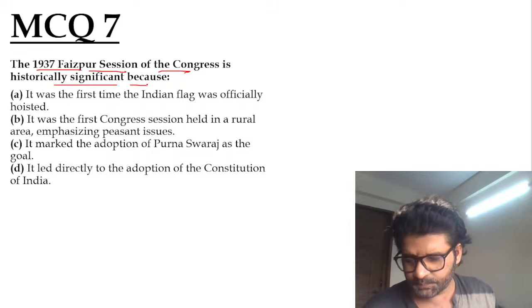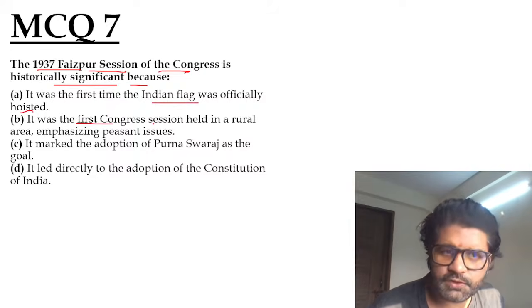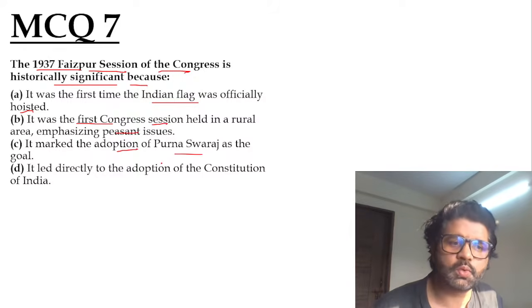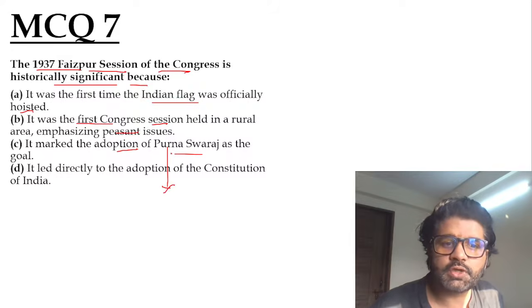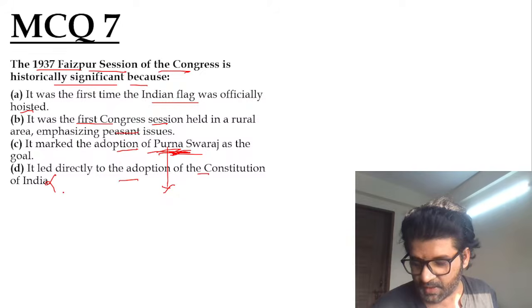Really good. Focus, guys. It was the first time the Indian flag was officially hoisted. It was the first Congress session held in a rural area emphasizing peace and issues. It marked the adoption of Purna Swaraj as the goal. Tell me this one: which Congress session is associated with the first-time adoption of Purna Swaraj as the goal? It led directly to the adoption of the Constitution of India. What is the answer, guys?